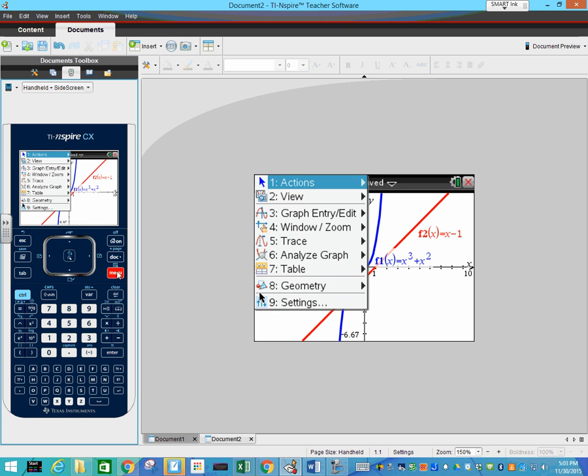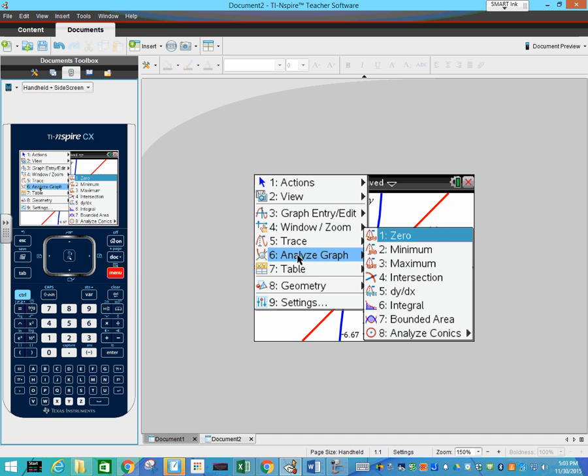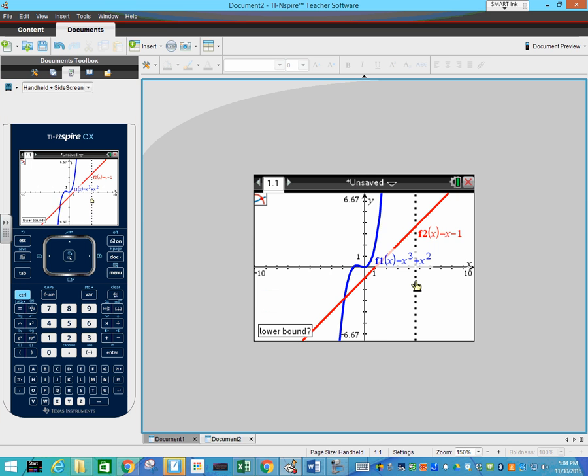And I'm going to go Menu, and I'm going to hit Analyze, and I'm going to hit Intersection, and I'm going to go on the left side, and I'm going to go on the right side. Okay? Now, we've talked about this many times before. Which of these numbers, or both, is the answer?